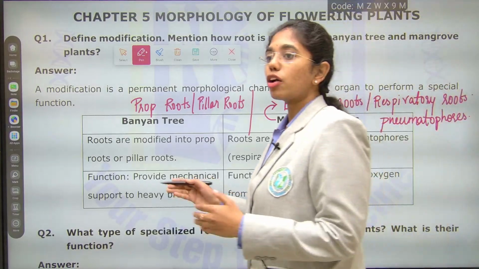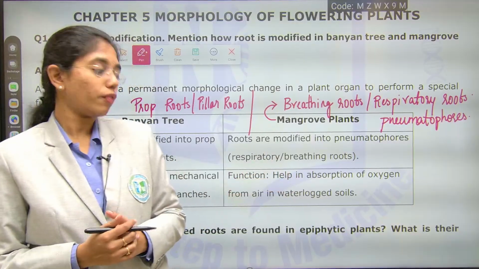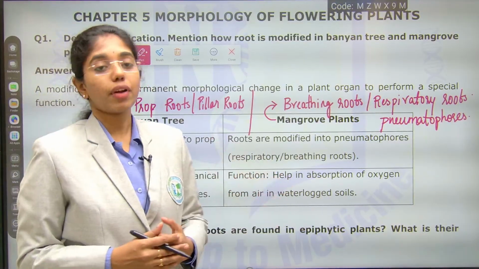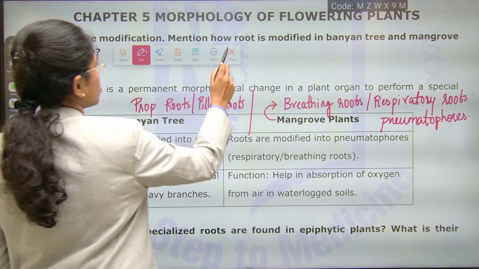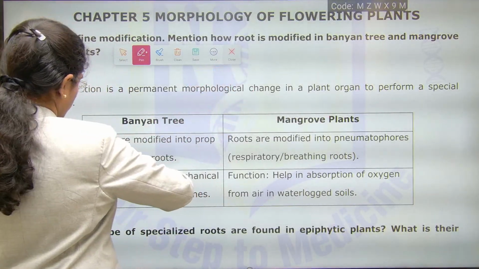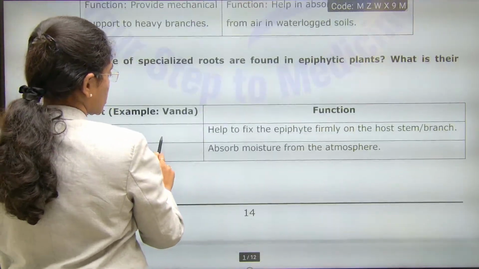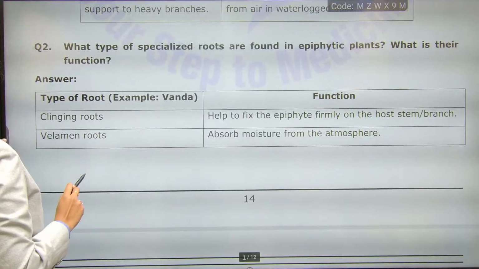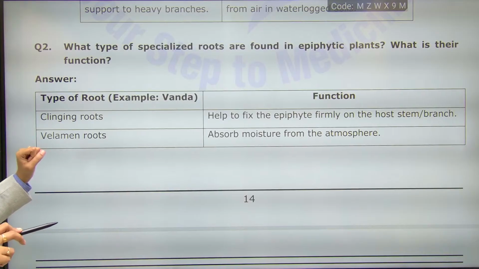Whereas mangrove plants will help in absorption of oxygen from the waterlogged soil conditions. Fine, right? Next question. Whenever two characteristics are asked in the question, it is always advisable to go with tabulated form of answer explanation.